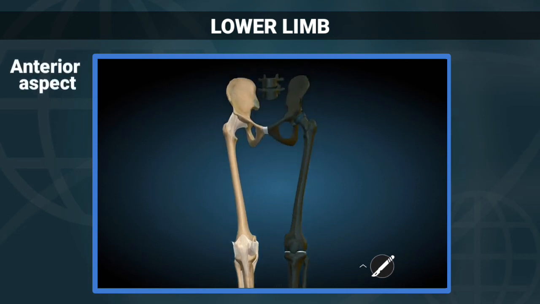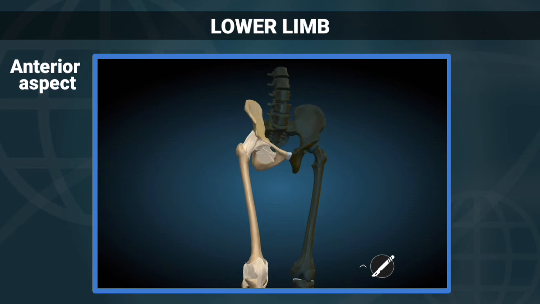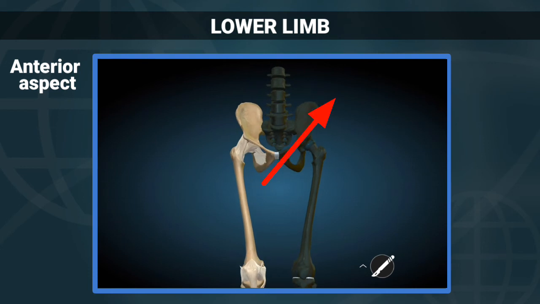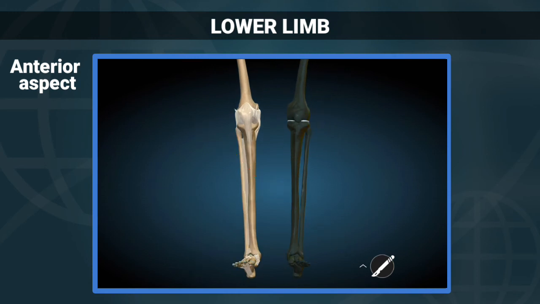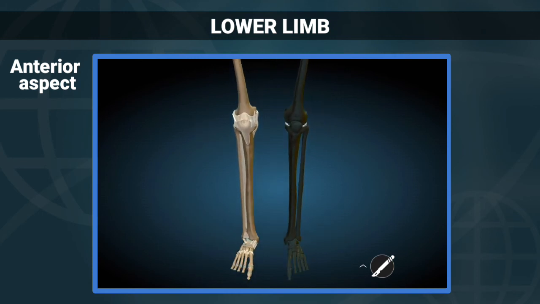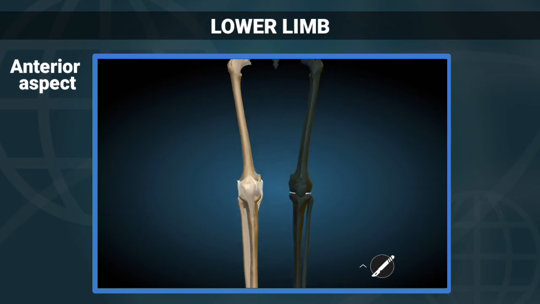The anterior aspect of the lower limb. This is the anterior aspect of the lower limb. It is in the front of the body. The one visible on the screen is the anterior aspect of the lower limb, the right lower limb.